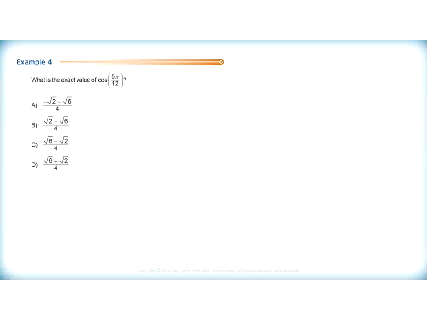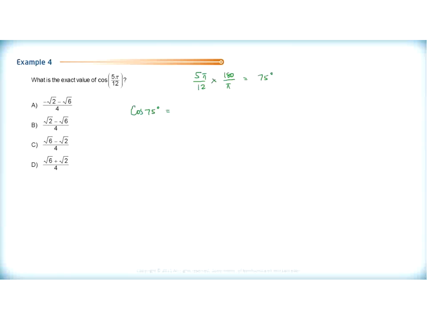But let's do it. Cosine of 5 pi over 12. Let's see what that is in degrees first of all. Let's multiply by 180 over pi, and I'm going to get, on my calculator, simply 5 times 180, the pi's will cancel of course, divided by 12, and I get 75 degrees. So I'm really looking for the cosine of 75.